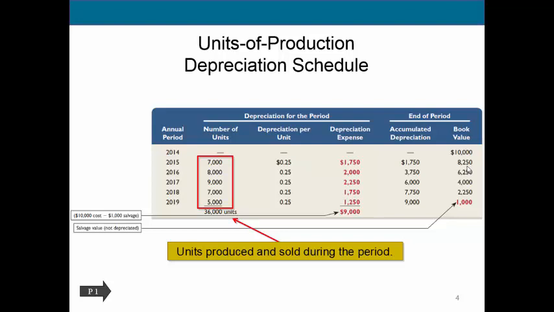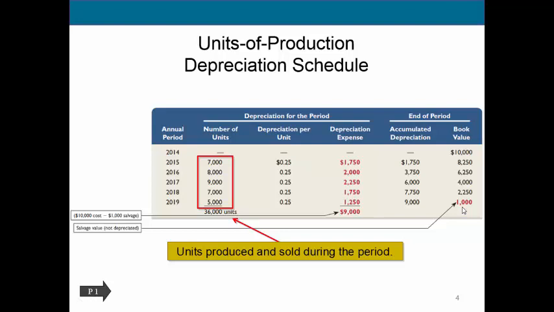Then if we move on and look, for example, at the end of this life, so at the end of 2019, you can see here we have depreciated a total of 36,000 units of use, which is the full amount we expected to use. So when we add up all of our years of depreciation, you can see that we have 9,000 of accumulated depreciation, leaving us with an ending book value of $1,000.